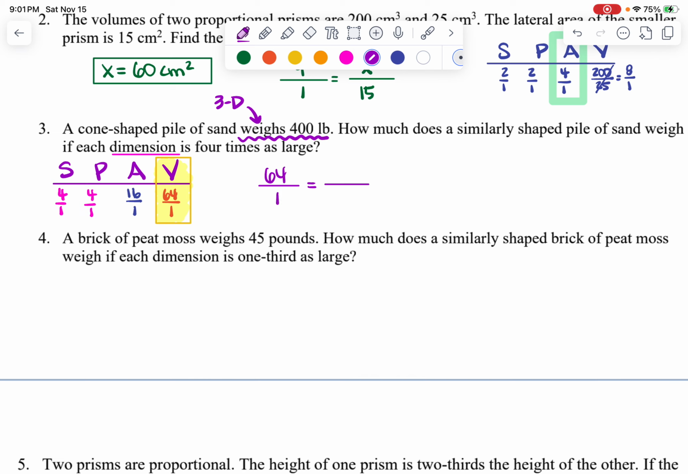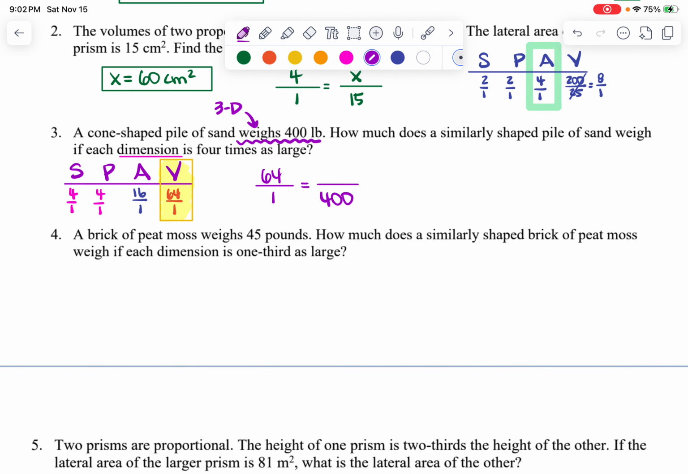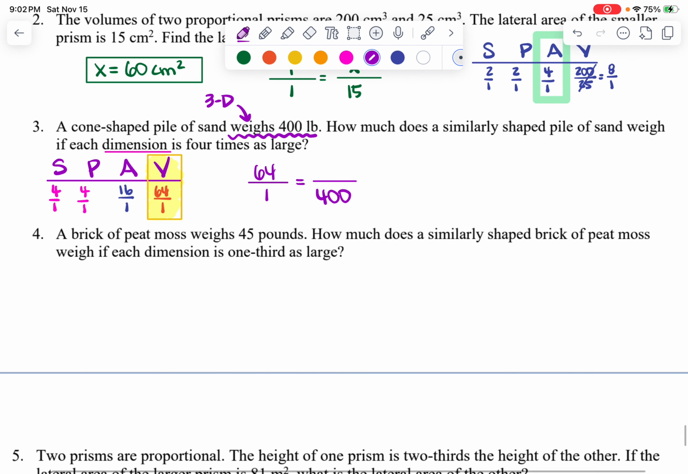And it says the cone-shaped pile of sand weighs 400 pounds. So that's the smaller one. How much does a pile of sand weigh if each dimension is 4 times larger? Right? So we know it's 64 times bigger. I need my calculator for that. So 64 times 400. I don't want to think about that. 25,600. 25,600 pounds. That is a lot of sand.